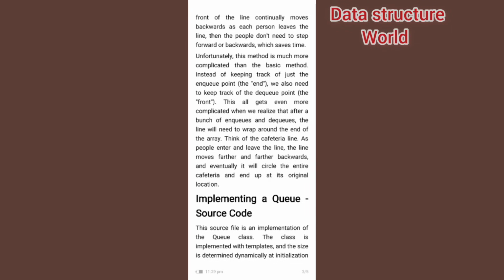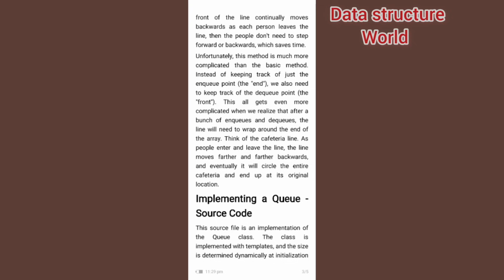So think of the cafeteria line. As people enter or leave the line, it moves farther and farther backward, and eventually it will circle the entire cafeteria and end up at its original location. So now let's see the implementation of a queue, and we have source code here in the data structure in C++. This source file is an implementation of the queue class.